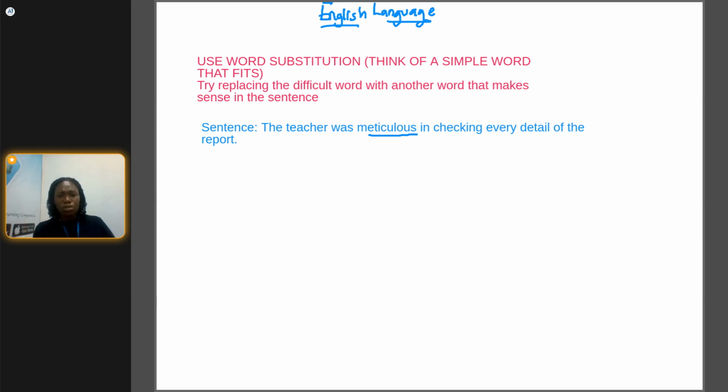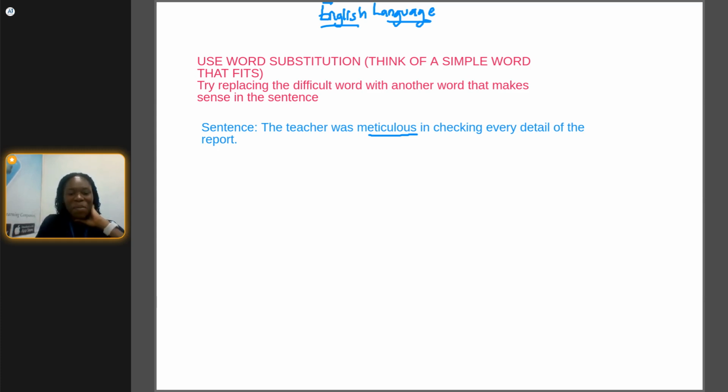So you're thinking to yourself, what is the teacher doing? The teacher is checking the detail of the report carefully. So that word carefully comes in. So what can you now substitute meticulous with? If you're following, kindly drop a thumbs up to be sure that you're in class.